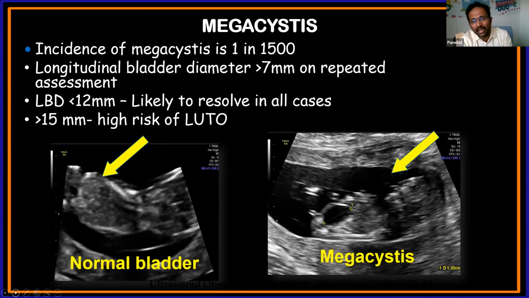The opposite is a large bladder. This is a much more common finding, an incidence of around 1 in 1500. The number you need to remember is 7, a bladder diameter of more than 7 mm on repeated assessment.